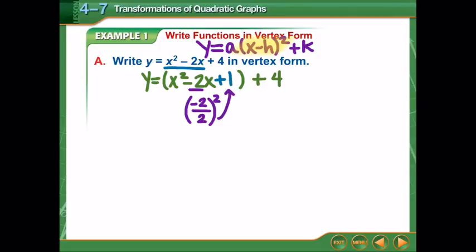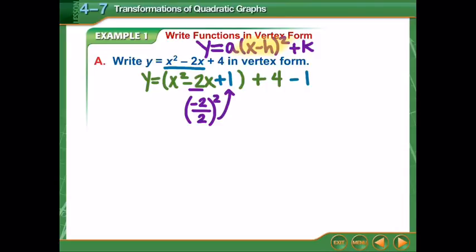Now, because I'm adding 1 to this equation, I have to keep my equation balanced. So back here after the plus 4, I'm going to go ahead and put a minus 1 at the end. Okay, so really when I have a plus 1 and a minus 1, I didn't change the value of the equation anyway.